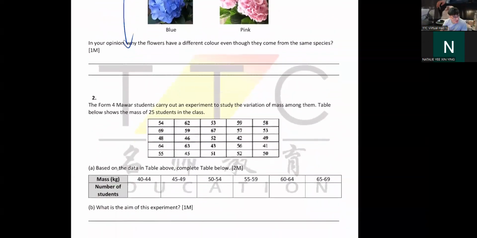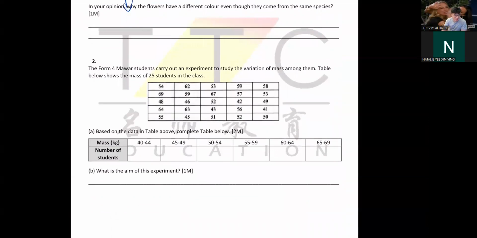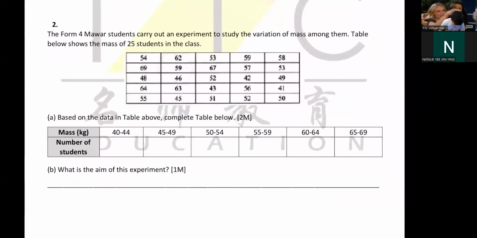Interesting. So anyway, let's look at the next one. So number 2. Should we count? Okay, we count, since we have time. So this is the mass of Form 4 students. From 40 to 44, you have 1, 2, 3. Then 45 to 49, you have 1, 2, 3. Okay, 3 as well.